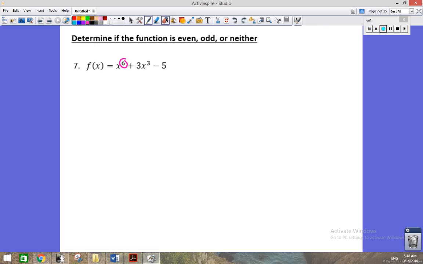Now, had that 6 been a 5, it'd still be neither, because this -5 is ruining it. It's pushing it down 5 units, and it'll never be symmetric with respect to the origin. The constant would have to be 0, and the exponents would have to be odd in order for it to be an odd function using my shortcut. Be careful using shortcuts is my point.